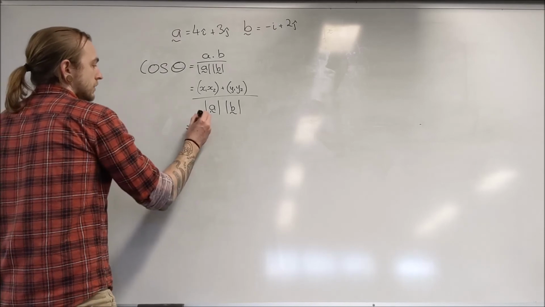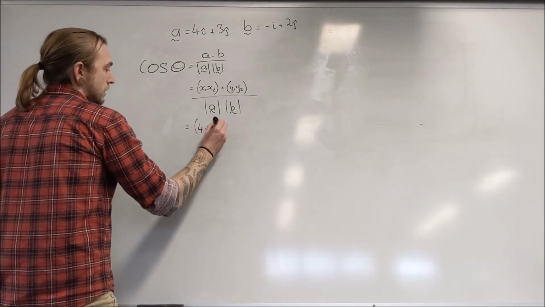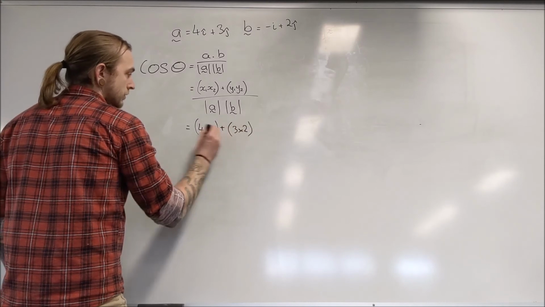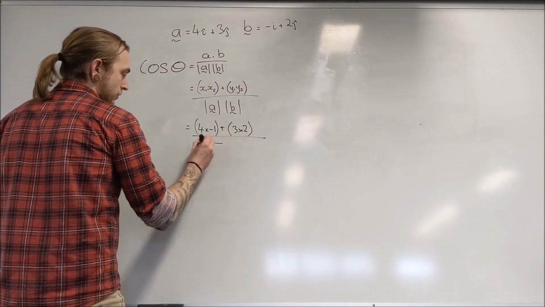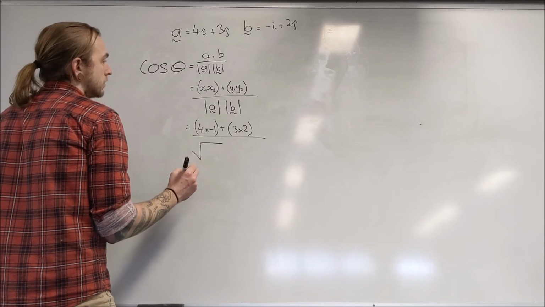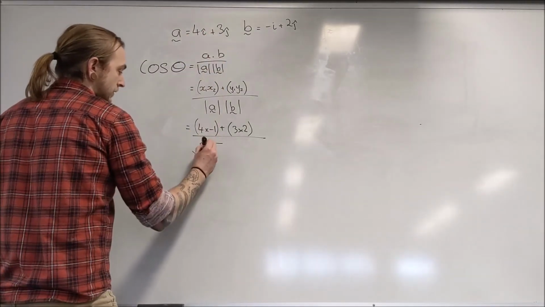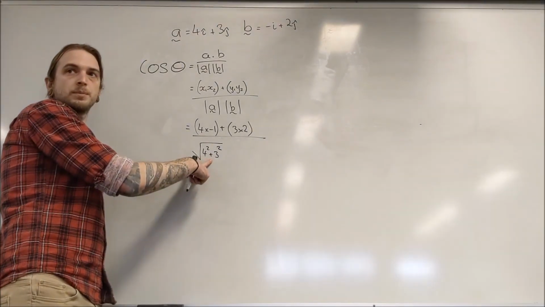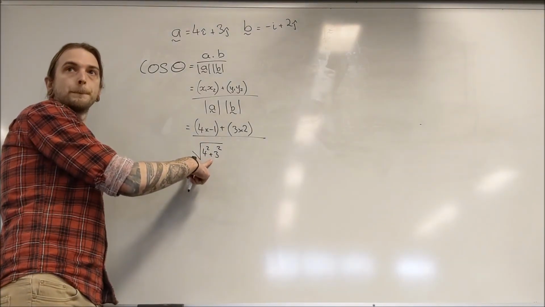So let's start summing those in. I'm going to have 4 times -1 plus 3 times 2, all over the square root of 4 squared plus 3 squared. Have you guys started to work out what this is yet, by the way? Yeah, it's always 5. Yeah, classic triangle.